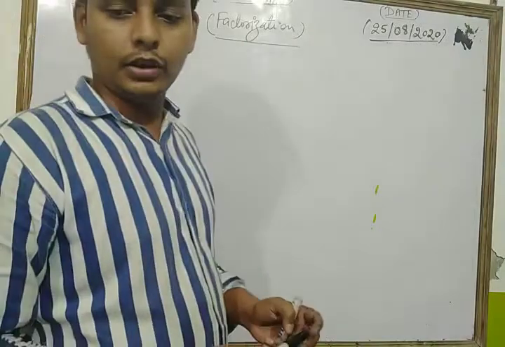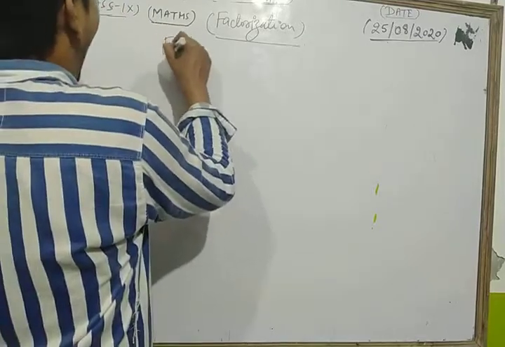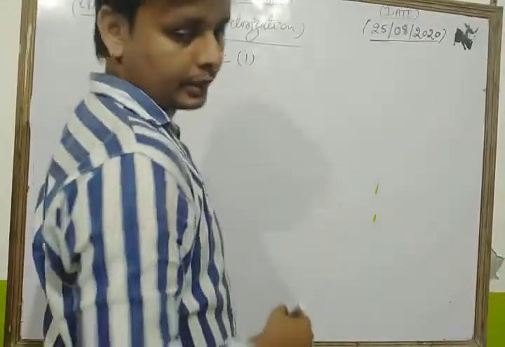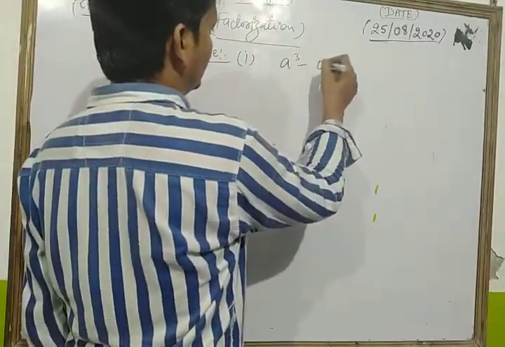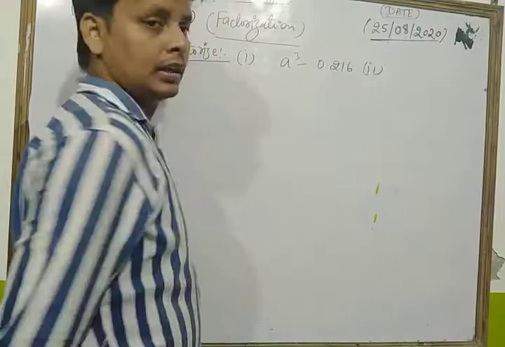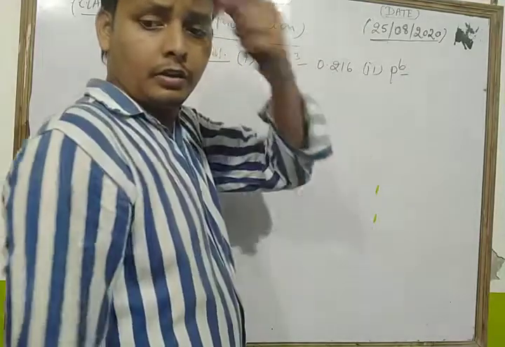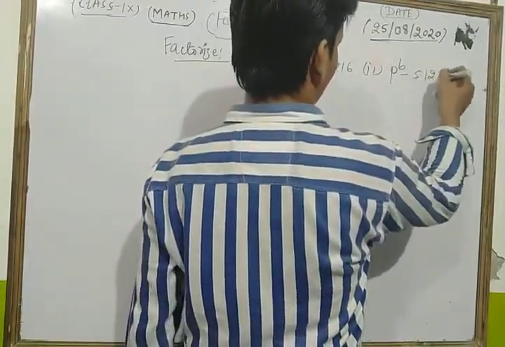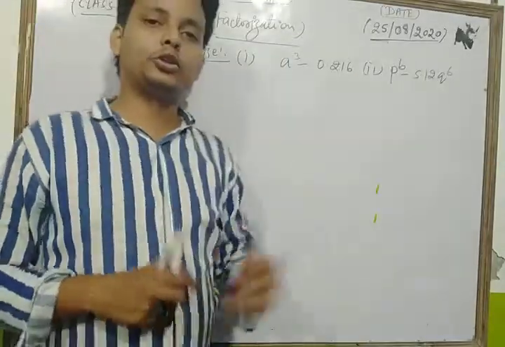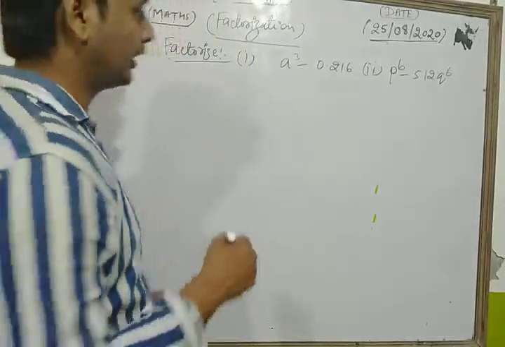Now your next question is factorize. First one is a cube minus 0.216, and the second part of this question is p power 6 minus 512 cube to the power 6. Dear student, this is also a very important question. So let's take its solution.